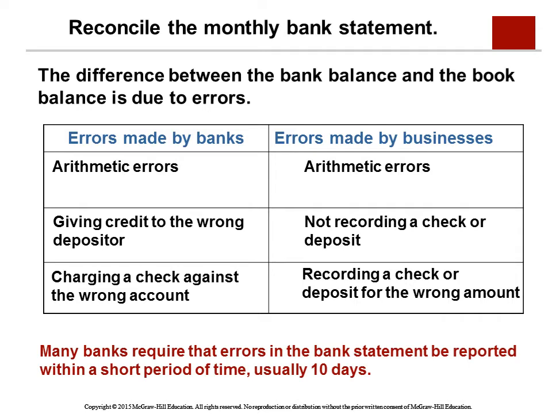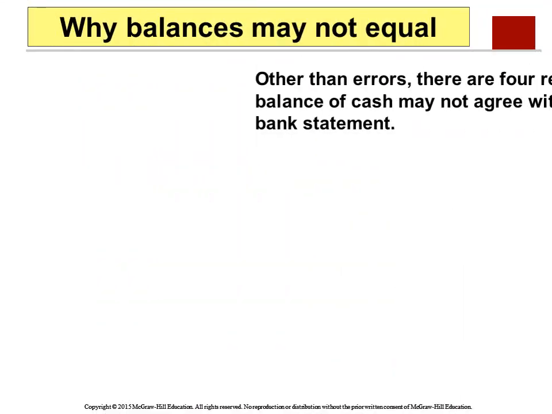Many banks require that errors in the bank statement be reported within a short period of time, usually 10 days. So if you are always keeping up with your bank reconciliation at least once a month, then you'll be able to catch it. Again, like I said, most businesses will have their own check and balance system, so that if they do make an error, they will catch it by themselves.